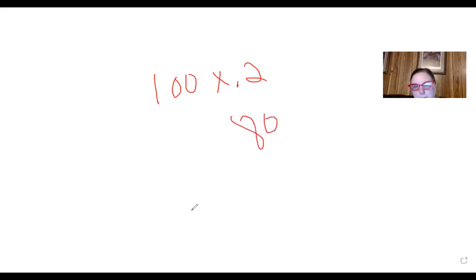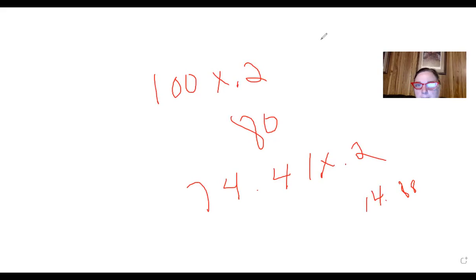So our total was what, $74.41. This is before taxes. We're going to multiply that by 0.2. So 74.41 times 0.2, and so you're going to save $14.88. So let me clear that.